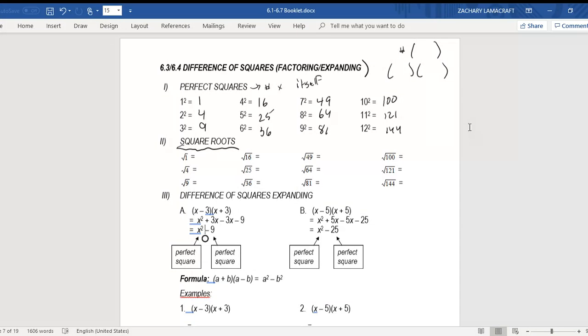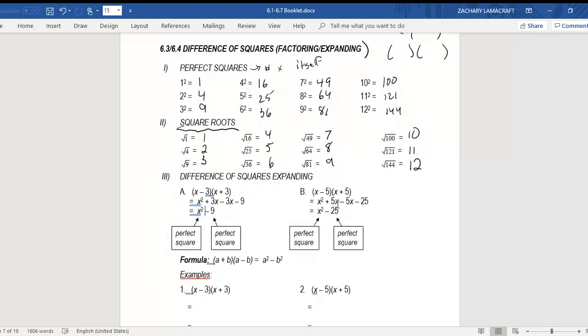it's just the square root or the opposite of what we just did to the perfect square, right? So square root of 1 is 1. Square root of 4 is 2. Square root of 9 is 3. And so on and so forth. 4, 5, 6. Square root of 49 is 7. 64 is 8. 81 is 9. 100 is 10. 121 is 11. And 144 being 12. Okay, so we have perfect squares are squaring a number, and the opposite of it is the square root.